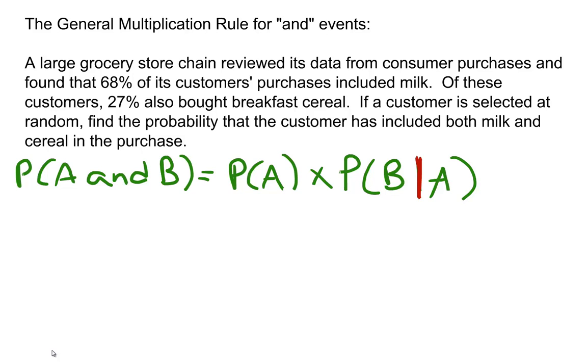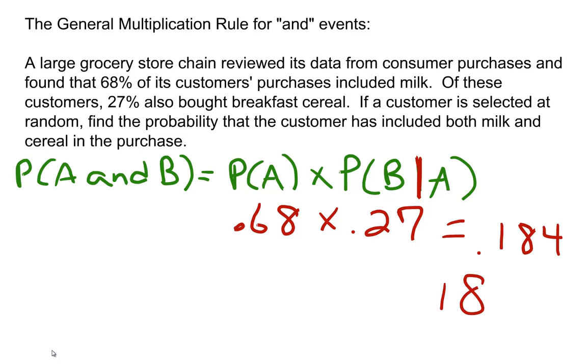The probability of A, in other words, the probability of buying milk, is 68% or 0.68. The probability that a customer buys cereal, given that they're already buying milk, is 27%, or 0.27. So plugging these values into our formula, we get the probability of 0.68 times the probability of 0.27. That equals 0.184, which we can rewrite as 18.4%.